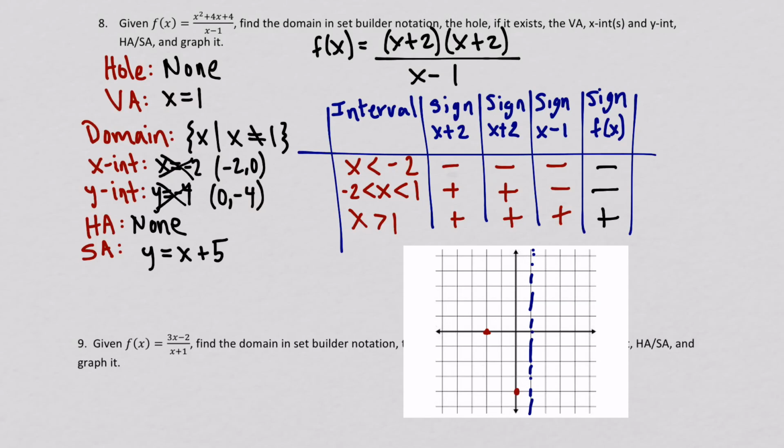And next, I'm going to graph the slant asymptote. So this is something that some of you might find confusing because you haven't been doing it that much. But this is basically a line, right? Y equals x plus 5. Remember algebra 1, y equals mx plus b. So we're going to begin at +5, and then the slope is 1, so up 1 over 1.